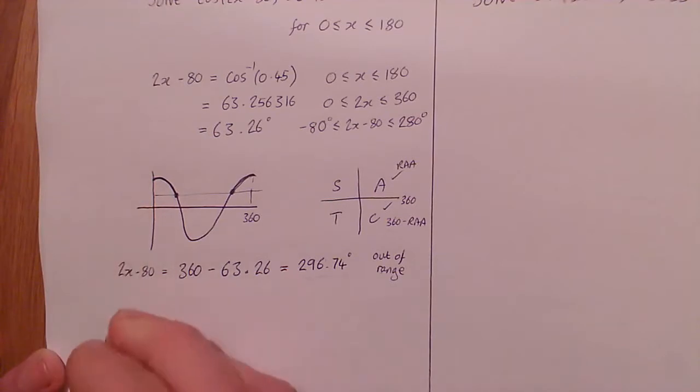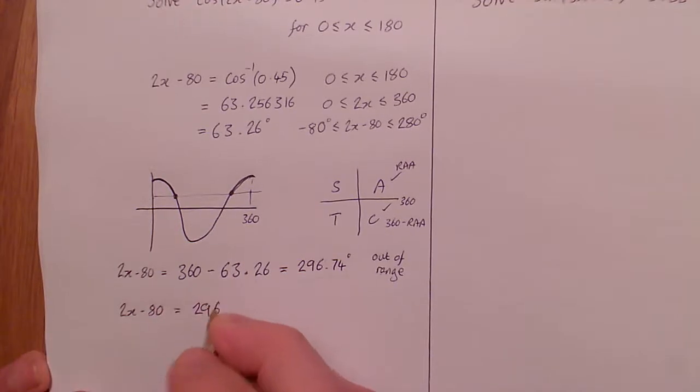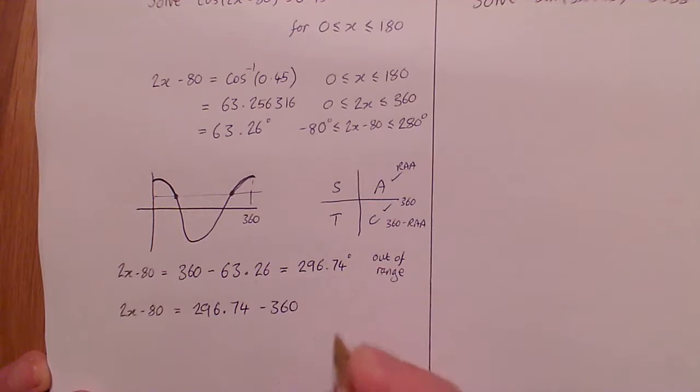But if I take 360 off an angle here, the chances are I might find one over here. So let's do that. So let's try 2x minus 80 equaling 296.74, take away 360 degrees. If I do that, I get minus 63.26 degrees. That is in range. That gets a tick. It's in range. It's bigger than minus 80. So we keep that one.